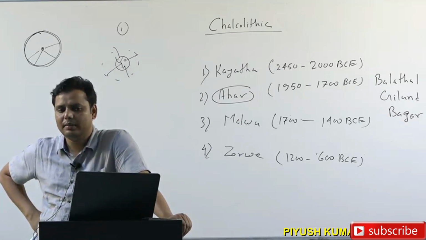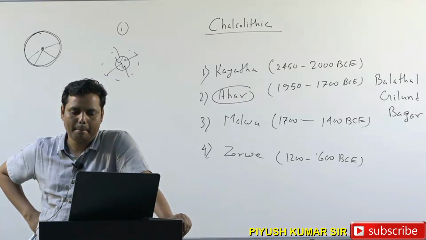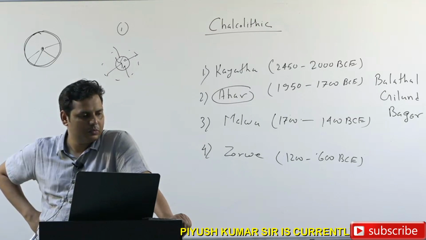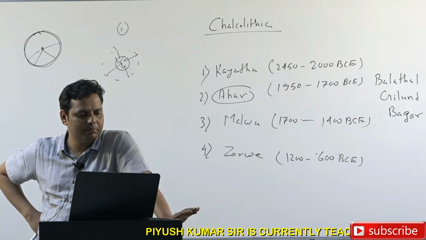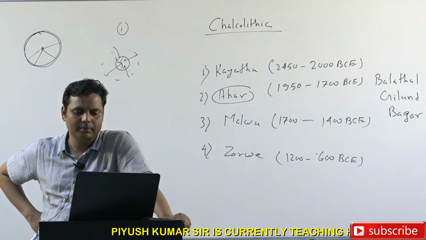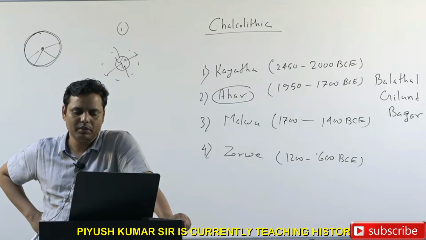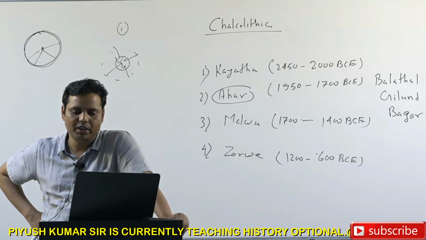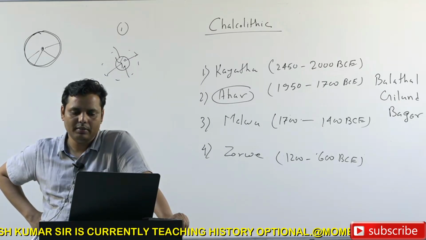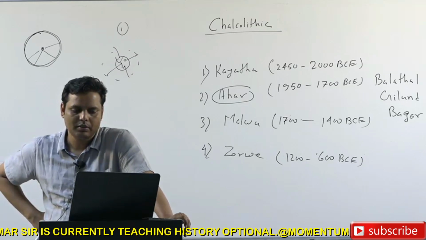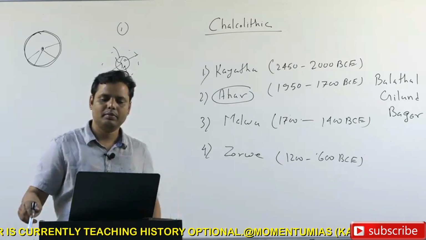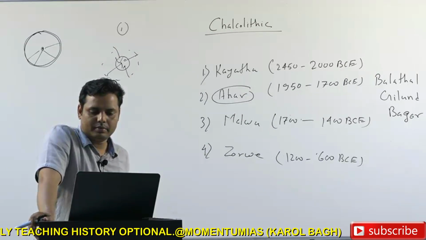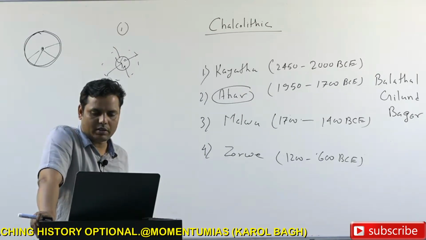The Ahar culture, they have started producing rice also, apart from wheat, barley, millet, etc.